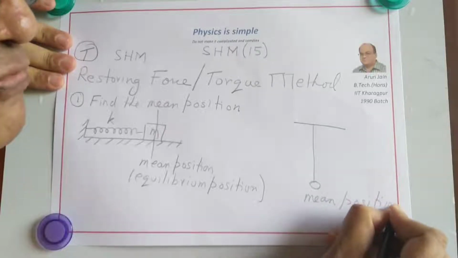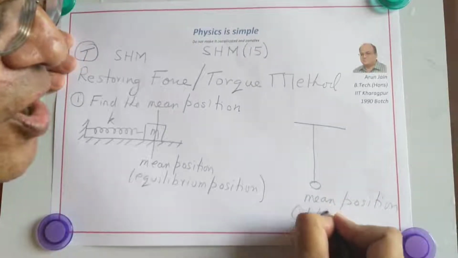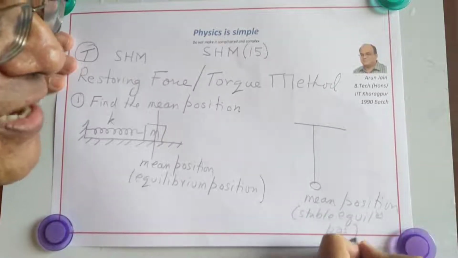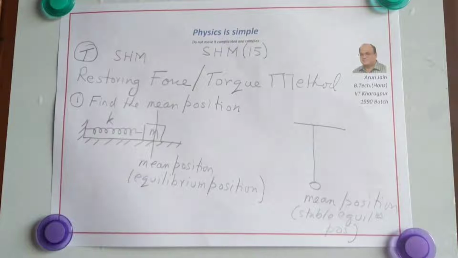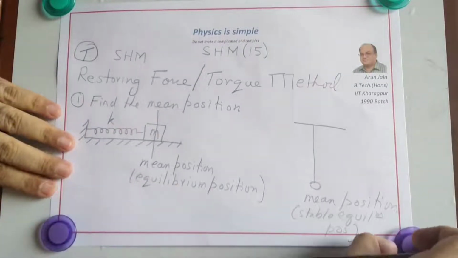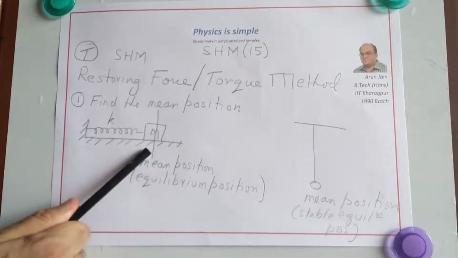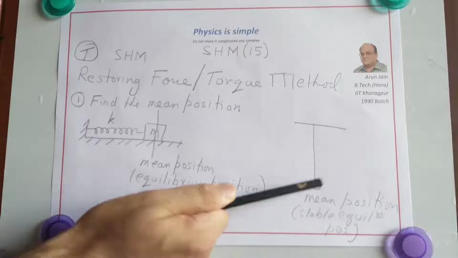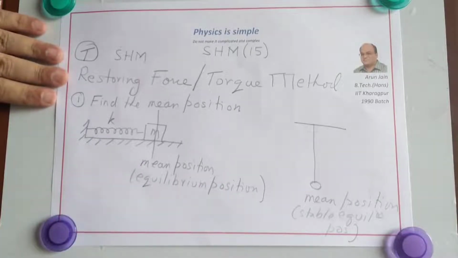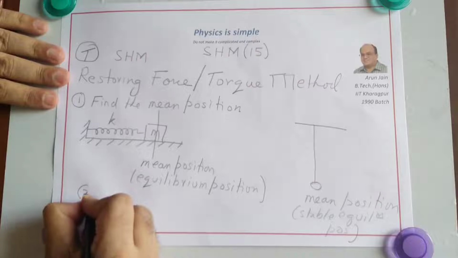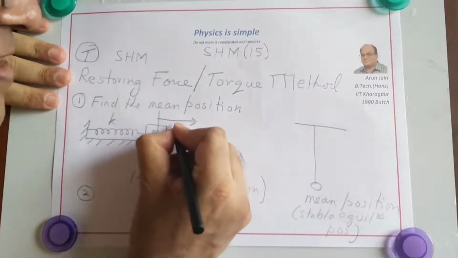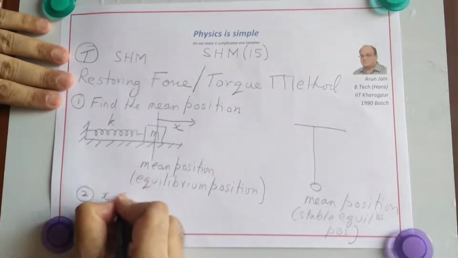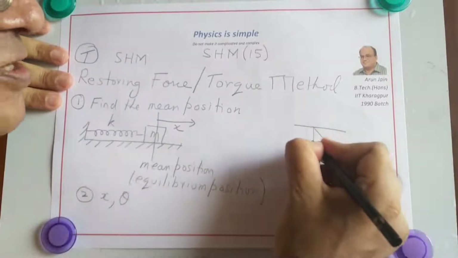So first step is to find the mean position or stable equilibrium position. Net force at this position is zero, net torque at this position is zero, and potential energy is minimum. Here potential energy is zero, here potential energy is minimum, not equal to zero because this will be at some height. The next step is to displace the particle by a distance x in case of linear SHM, or an angle theta in case of angular SHM.